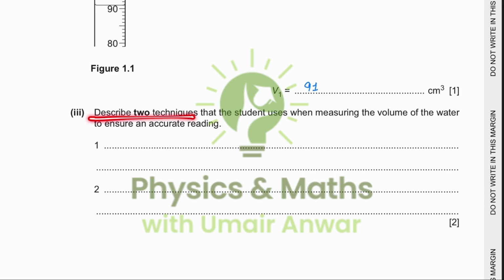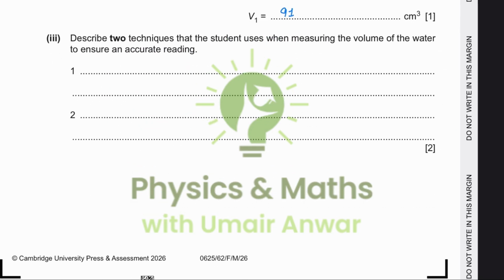Okay, describe 2 techniques that the student uses when measuring the volume of the water to ensure that an accurate reading is obtained. Now again, we are asked about 2 techniques. They should be specific and they should be actionable. Vague answers and generic answers will not be acceptable here.